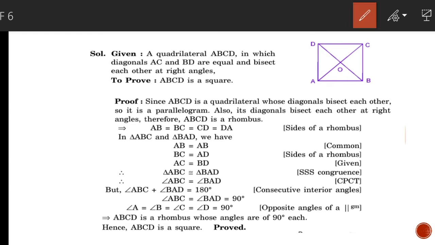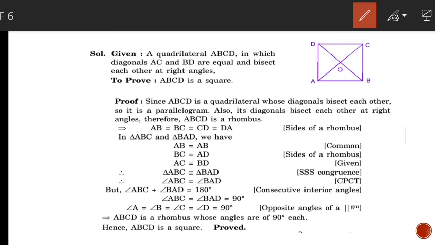So the given is a quadrilateral ABCD in which the diagonals AC and BD are equal and they bisect each other at 90 degrees. We have to prove ABCD is a square. Now we will start the proof like this.